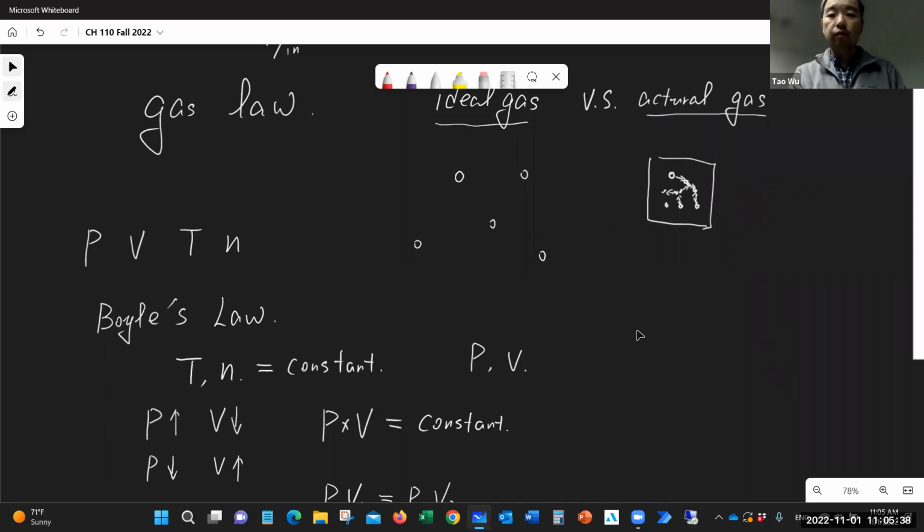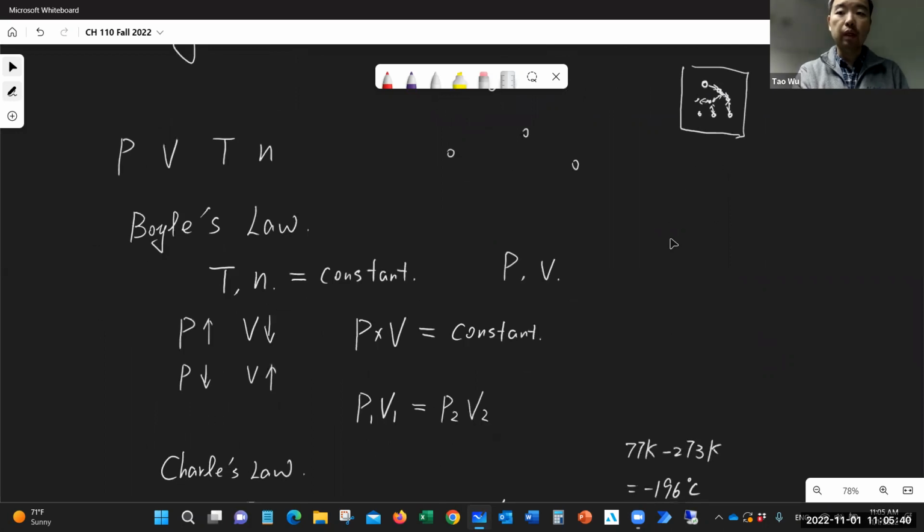Okay, so first of all, let's just review what we learned. Last time we talked about the gas. We talked about three different states, and why we have a gas, liquid, and a solid. What is the relationship between the intermolecular force and the kinetic energy of the molecules? Molecules are moving all the time.